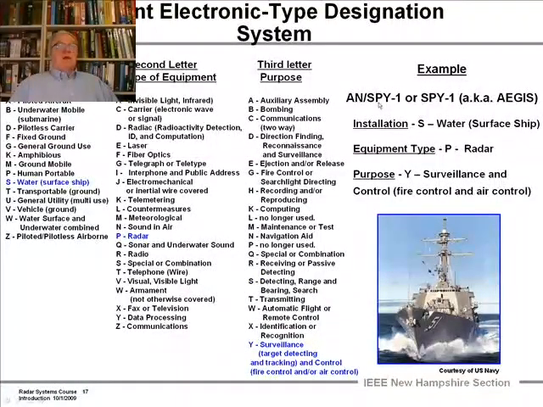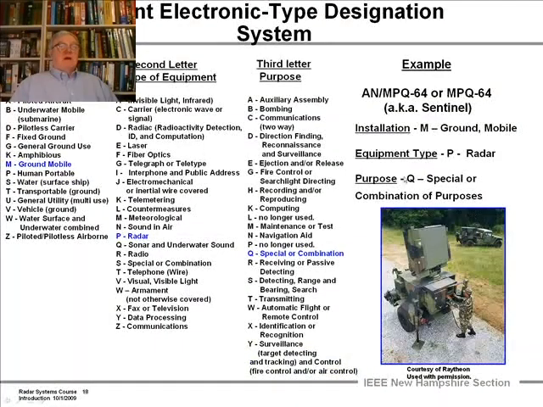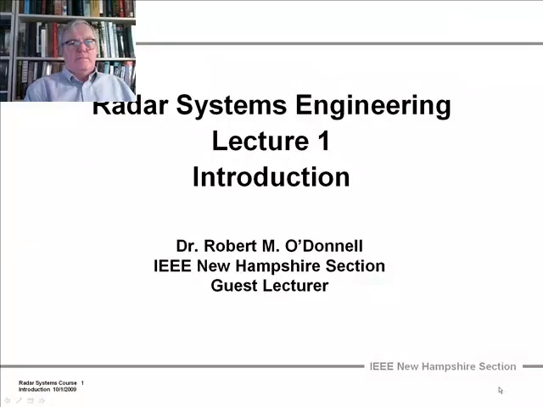We go to ship-based radar, the SPY-1. It's a surface ship-based radar doing surveillance and control, fire control and air control. Okay. And finally, the MPQ-64, it's also more popularly known, I think, to people as the Sentinel radar. I think probably the Sentinel came out of the program office, and then because every radar built by the military has to have one of these designations, it was the 64th MPQ that was built. And it's a special purpose or a combination of purposes. Sometimes people might put in the Q because they don't want you to know what it is.